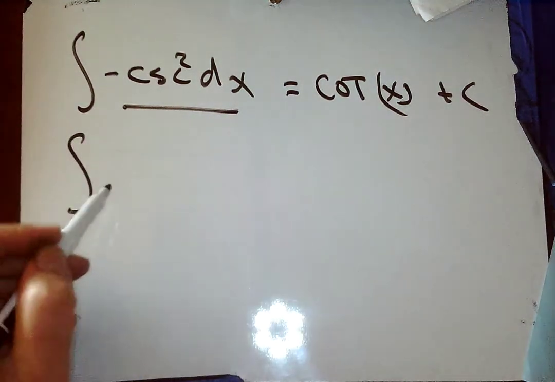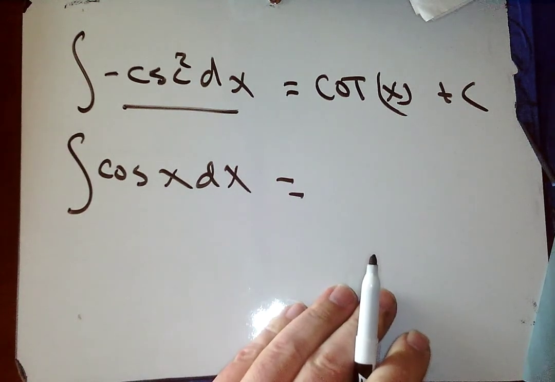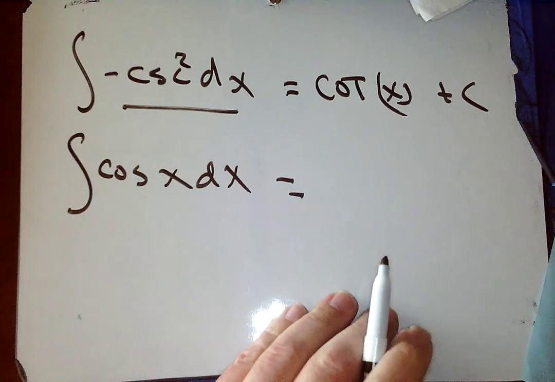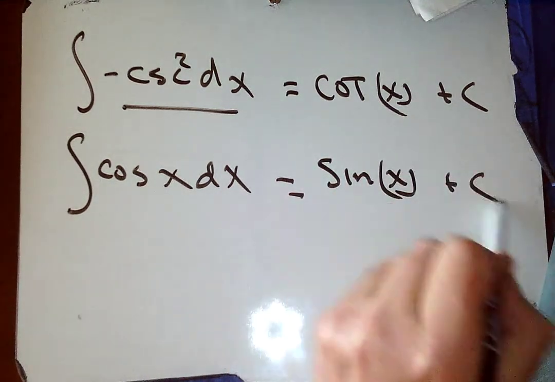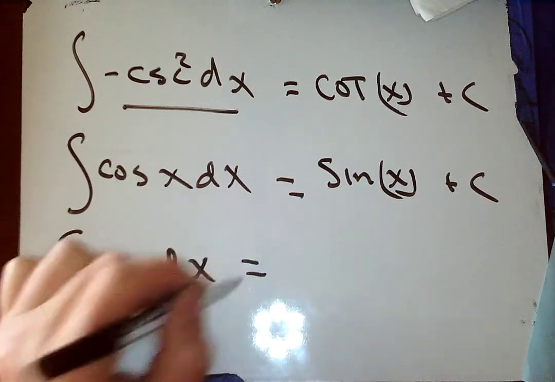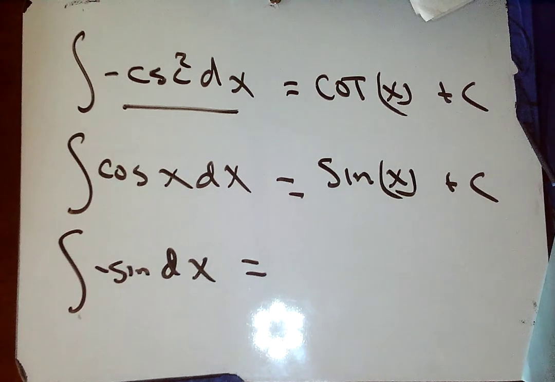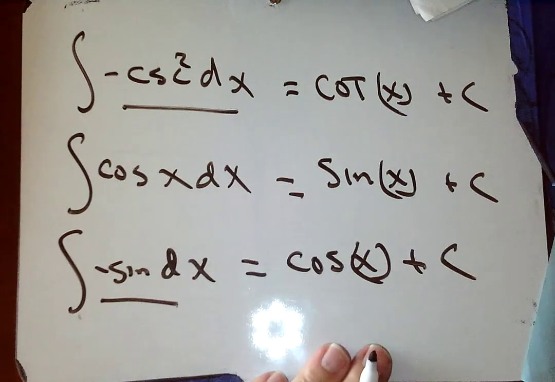Okay, here we go. Cosine x dx. 5, 4, 3, 2, 1. Did you say sine x plus c? Next, negative sine x dx. 5, 4, 3, 2, 1. Whose derivative is this? This is cosine's derivative. Okay? I need to know my derivatives. I can't go backwards without knowing my derivatives.